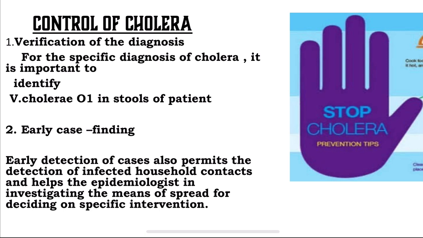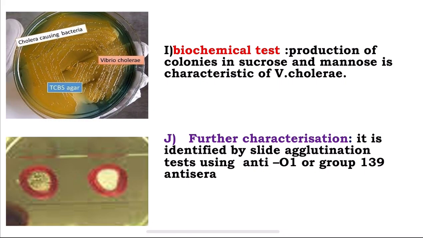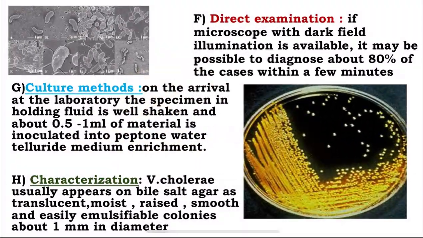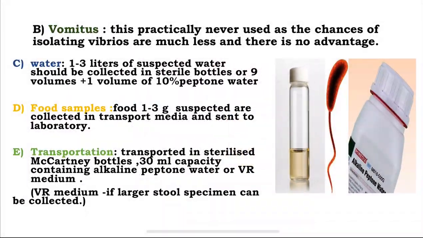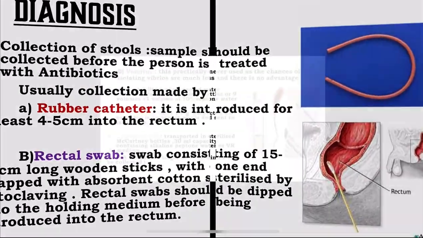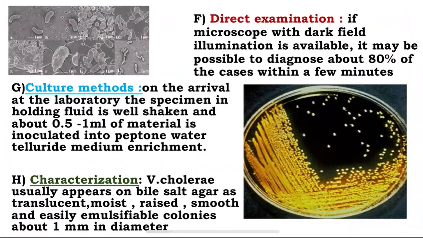Lastly, we are going to discuss the control of cholera. It is done by the verification of the diagnosis. We verify the diagnosis using the culture method, with the help of the rectal swab, the rubber catheter, culture media, and then direct microscopic examination, biochemical tests, and then we have collection of the food samples and so on. Okay, is it clear?